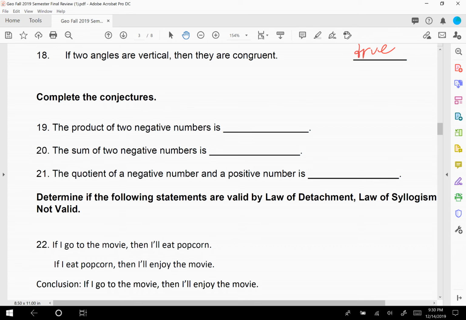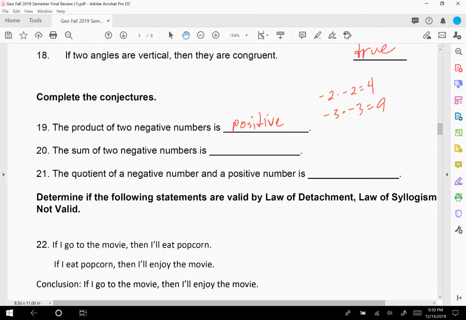Okay, it says, complete the conjectures. The product of two negative numbers is, and we're looking for what it is always. So let's see. Negative 3 times negative 3, well, that's a positive 9. So anytime you multiply two negative numbers, the product is positive. And you can do that with many others. So negative 2 times negative 2, positive 4.